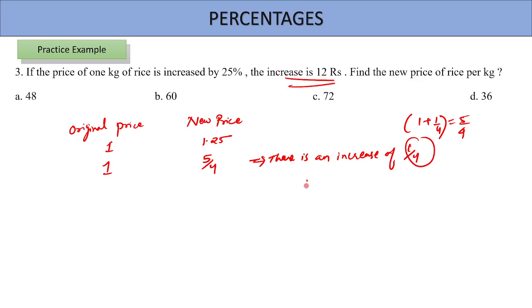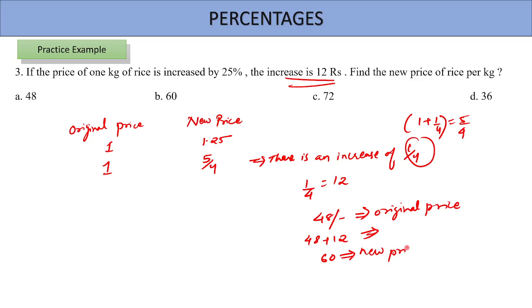And this increase of 1 by 4 is nothing but 12 rupees. So when I cross multiply, I am going to get 48 rupees. So this 48 rupees is my original price. So what is my new price? It is 48 plus 12, which is 60. So 60 is my new price. I hope this step is clear.